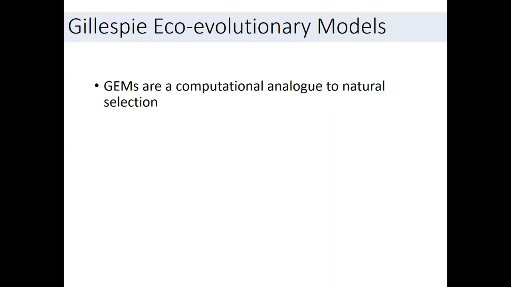So chapter one: what is this thing that I'm talking about? GEMs are a computational analog to natural selection. It'll make more sense in a second.